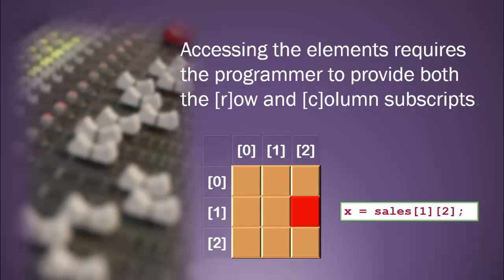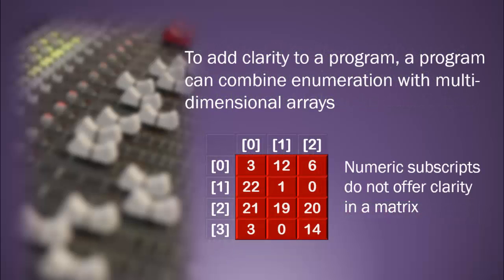When we go to access the items within a two-dimensional array, just like when we declared the array, we have to provide both subscripts. We provide a row and a column subscript. So the value that's highlighted in this table is sales[1][2]. We came down to row 1 and went over to column 2, and whatever the value is in there, it got assigned to the variable x.